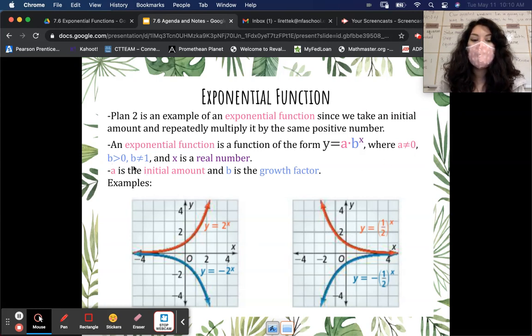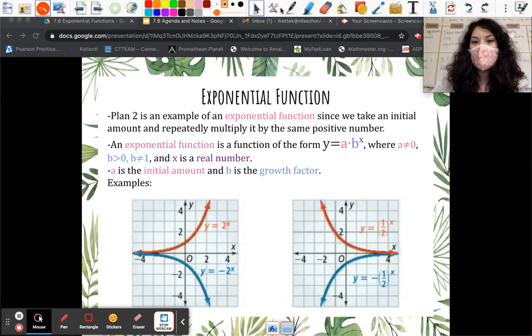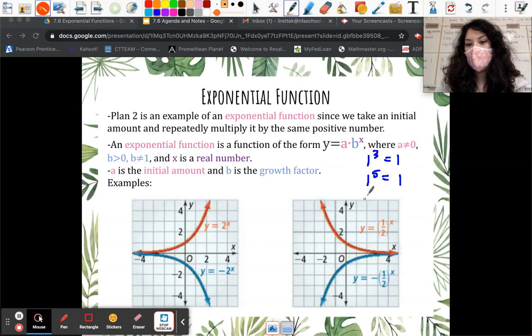We also have two criteria for the b value, which we call our growth factor. And this is just the base of our power. The base has to be positive, and it also can't equal 1. Okay, so let's think about why it can't equal 1. If my base is a 1 and I raise 1 to any exponent, what's going to happen? Well, my output, regardless of what that exponent is, is going to equal 1. So you're just going to get 1, 1, 1.